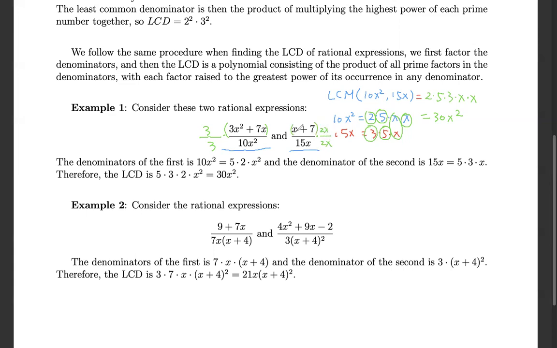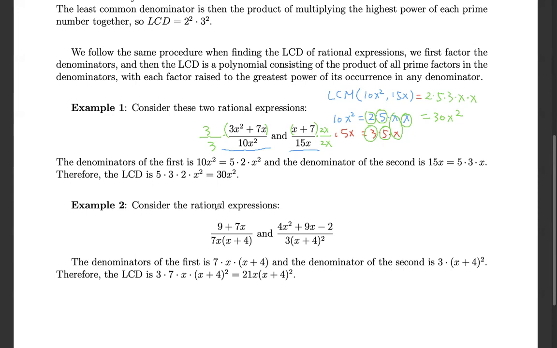When the numerator is a binomial or trinomial, more than one term, we need to put a parenthesis. If it's a monomial, we don't need to put a parenthesis. Otherwise, this 2x will multiply by x or multiply by 7. Similarly, this 3 will multiply by 3x squared. This 3 will multiply by 7x. Okay. So the least common denominator of those two is 30x squared.